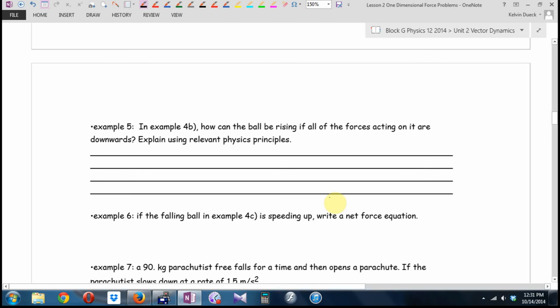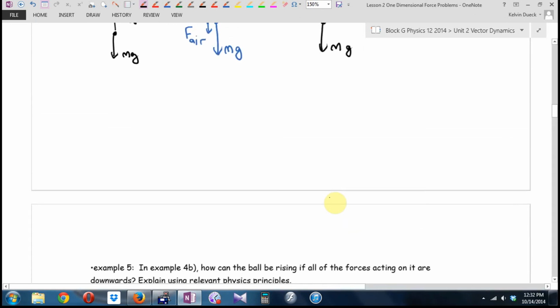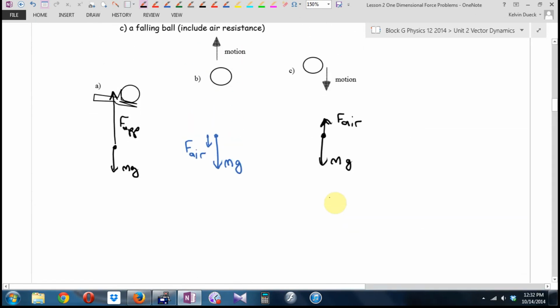In example 5, it says this. So you folks all turn the page. I'm going to scroll back to the diagram so you have it in front of you. It asks, in situation B, how can the ball be traveling up if all the forces are pointing down? It's not. No, the applied force would have appeared in the diagram, and it doesn't. How can I be traveling up, yet still have all my forces pointing down?